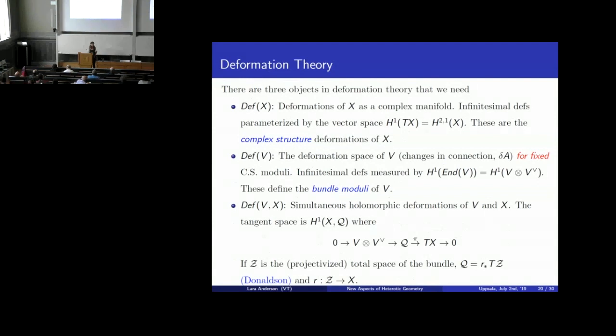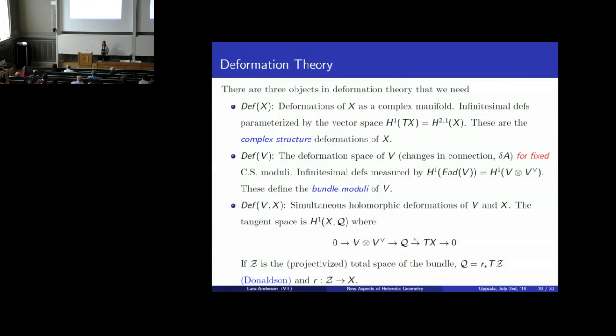Deformations of the bundle itself for fixed complex structure moduli of its base are just fluctuations of the connection that are appropriately D-bar closed. These are measured by H1, in our case, of the traceless endomorphisms of V. These are what we would normally call the vector bundle moduli. But the point I'm making is that for the vacuum structure of the heterotic theory, you actually want a different deformation space, and this was the one studied by Atiyah. This is the simultaneous deformation space of a vector bundle and its base manifold. And this, again, is given by the Atiyah sequence. Its infinitesimal tangent space is counted by the dimension of H1(Q), where that is built from this guy.